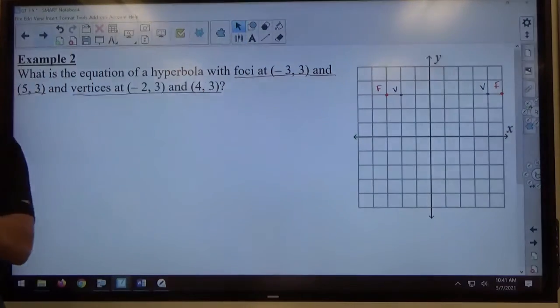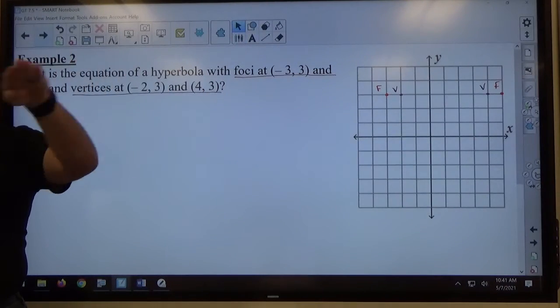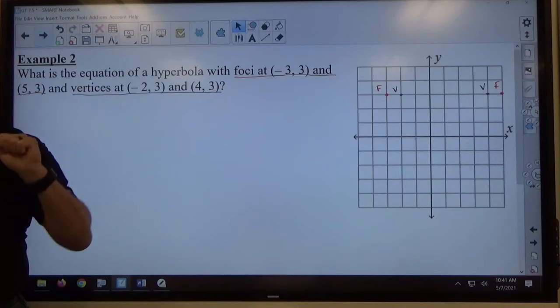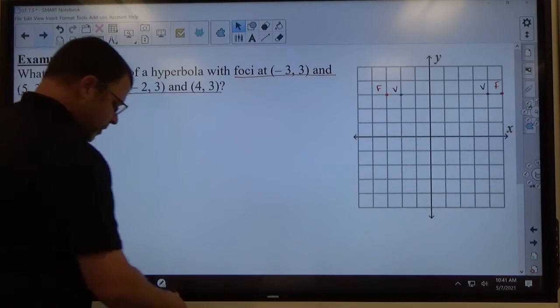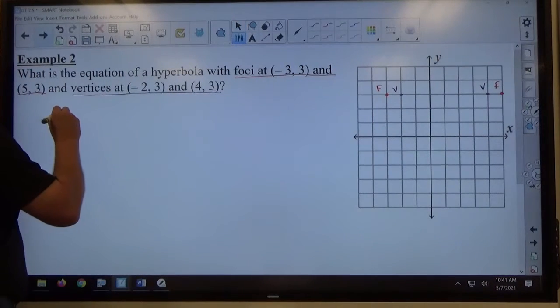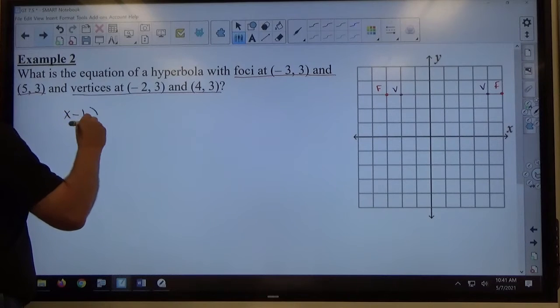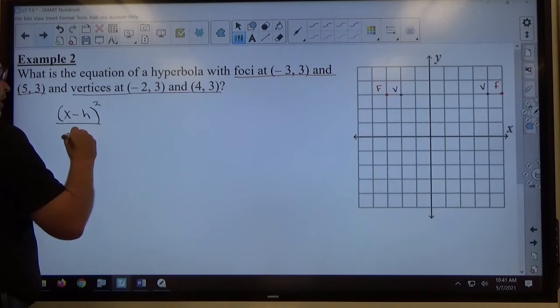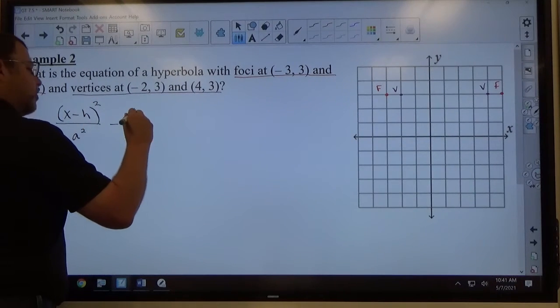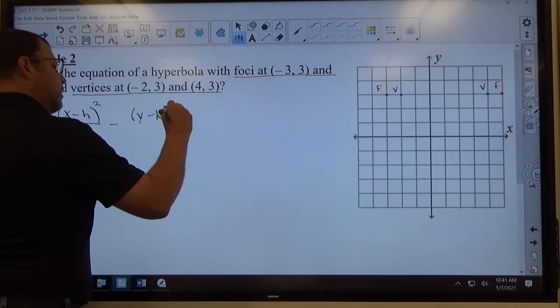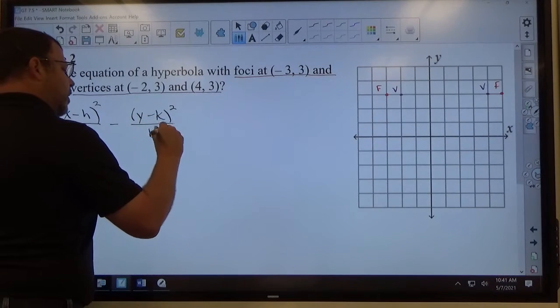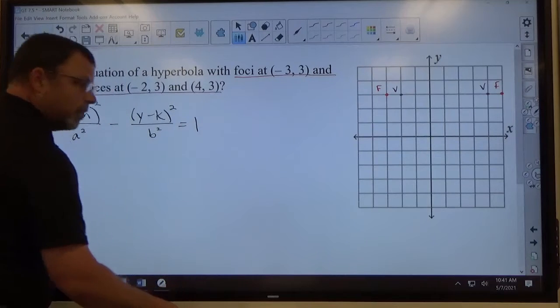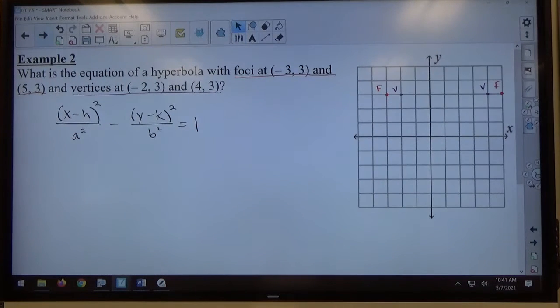Looking at the 4 points that I'm given, the vertices and the foci are all positioned horizontally, which makes it a left-right hyperbola. So as soon as I recognize left-right, I know it's going to be x minus h squared over a squared minus y minus k squared over b squared is equal to 1. Plot some stuff and make a decision about the direction in order to figure out which standard form you're going to go with.